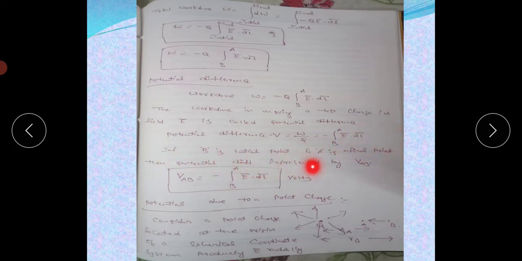If B is the initial point and A is the final point, then the potential difference is represented by V suffix AB. Here B is the initial point and A is the final point. So VAB equals minus integral B to A E bar dot dl bar. The units are volts. Next, potential due to a point charge.